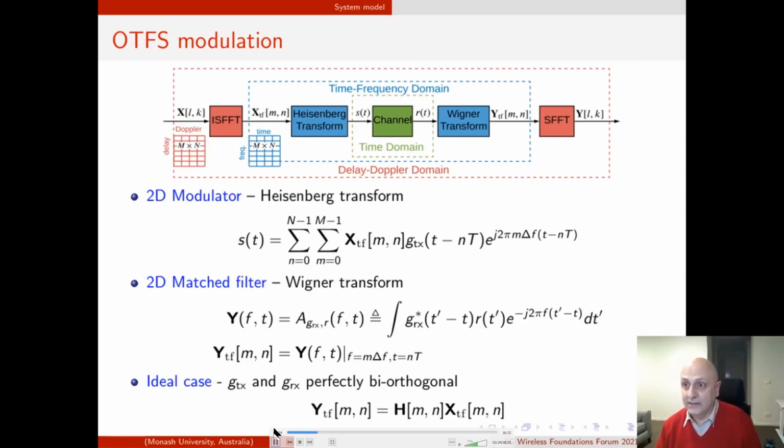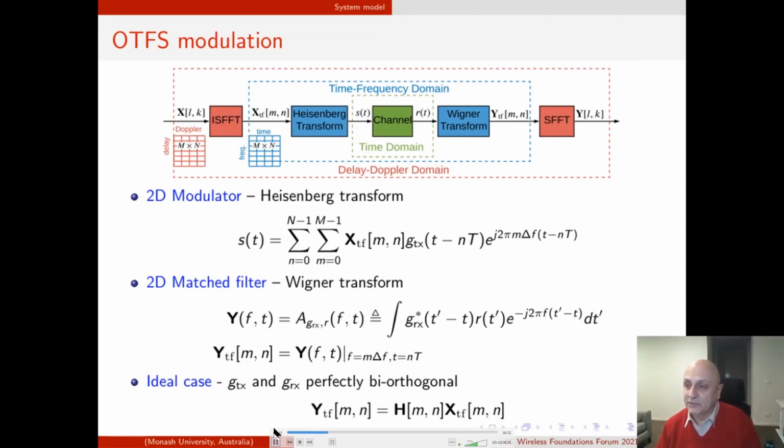The channel is a time-varying channel due to the presence of Doppler shifts. The received signal is then converted back to time-frequency, and the time-frequency plane is converted back to the delay-Doppler domain. Detection can occur in the delay-Doppler domain in order to recover the information transmitted in the delay-Doppler plane at the transmitter. So here you can see how the two-dimensional modulator operates and how the receiver, the two-dimensional matched filter receiver, operates.